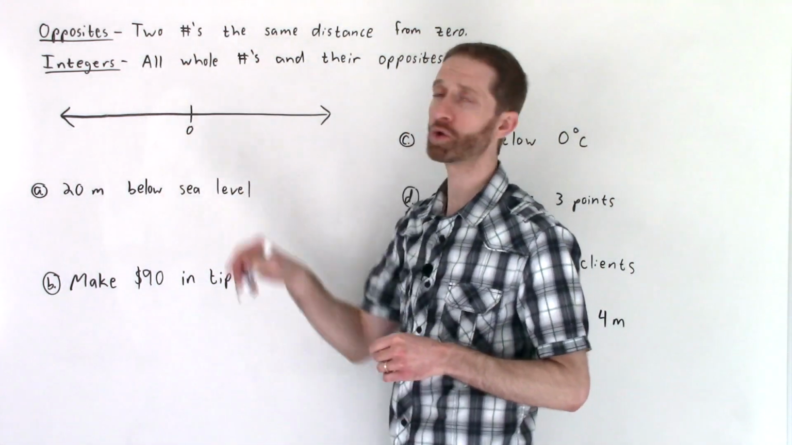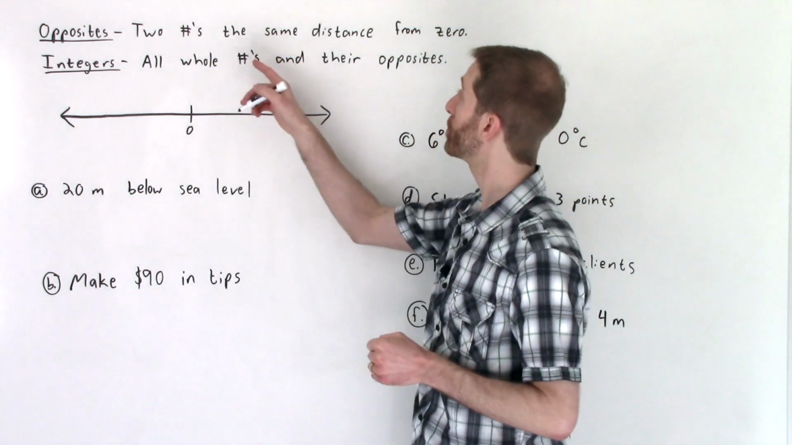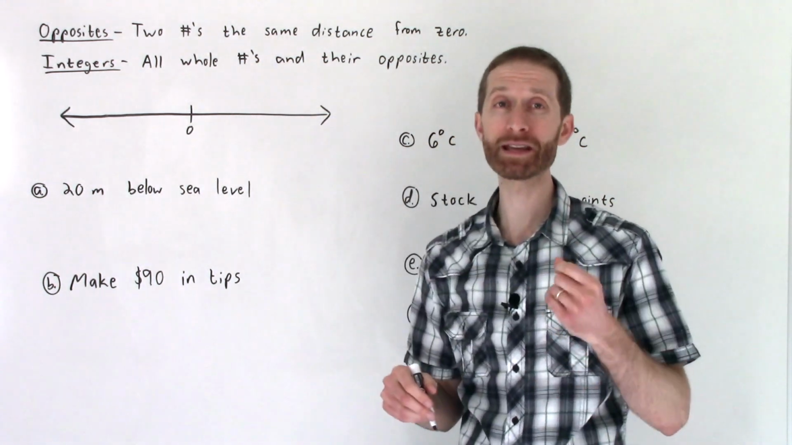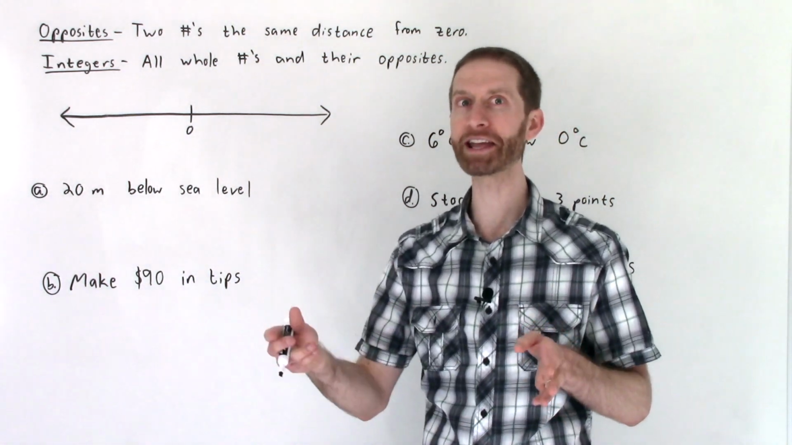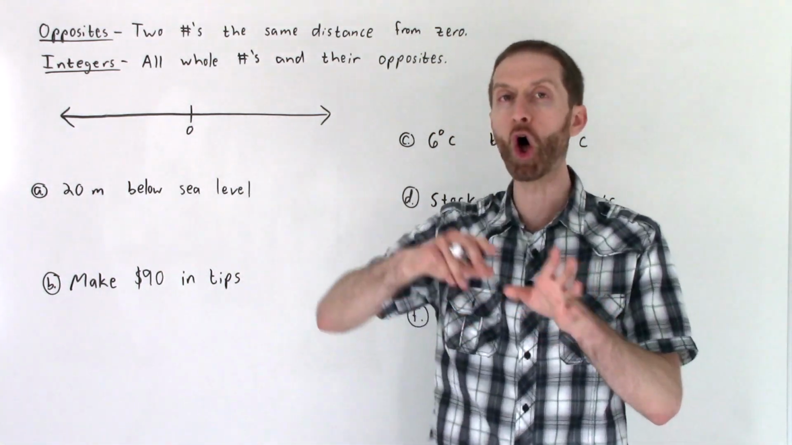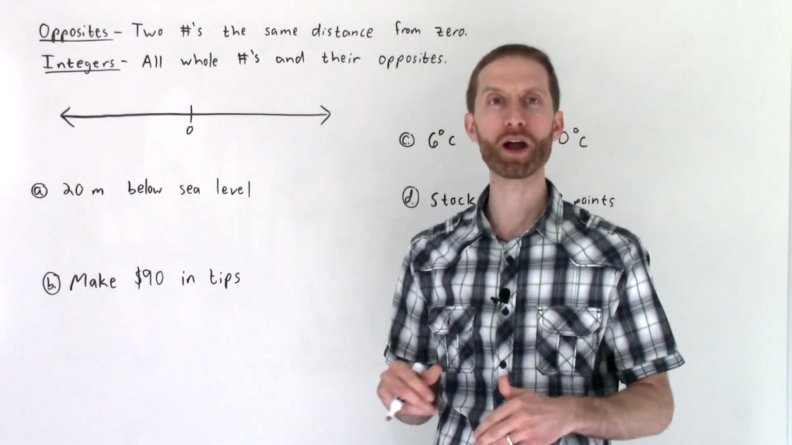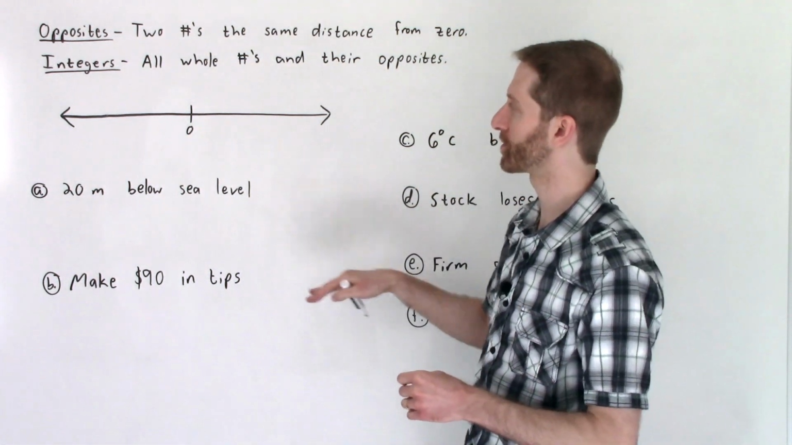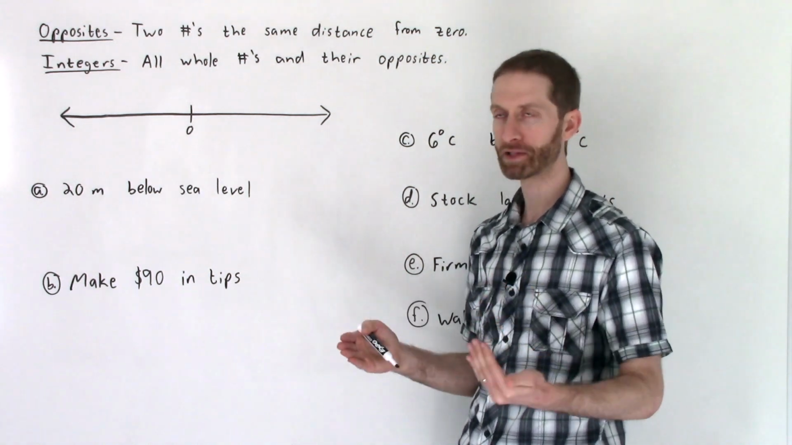We'll dive in with two very important definitions. Opposites are two numbers that are the same distance from zero. So you've got a positive number and a negative number now. We'll look at that on this number line shortly. Integers are all the whole numbers and their opposites. We're going to describe what integers are shortly in certain situations. Let's just first talk about what integers are and what opposites are on this number line.